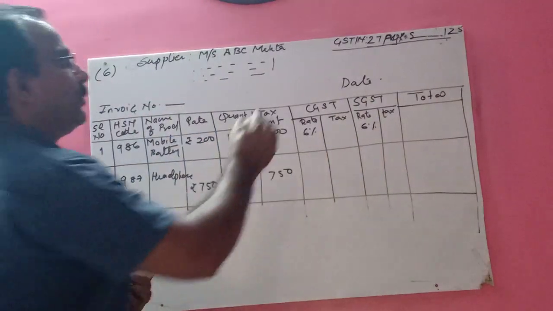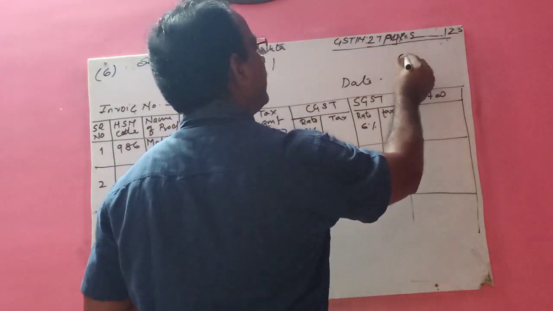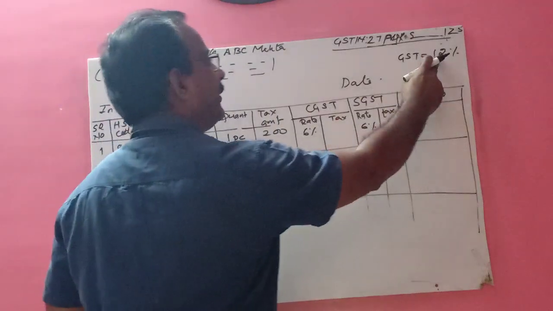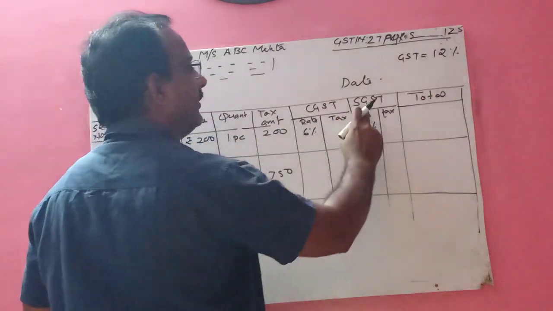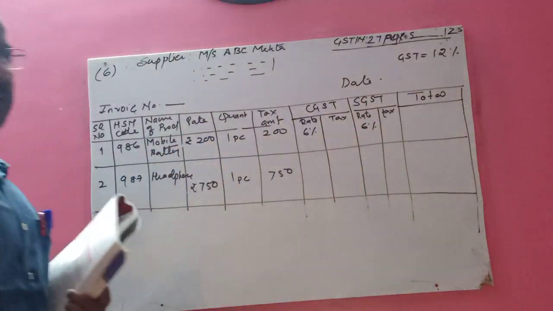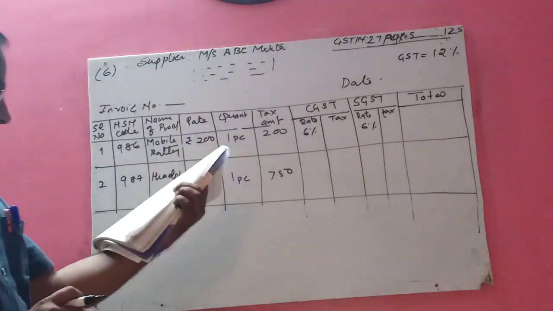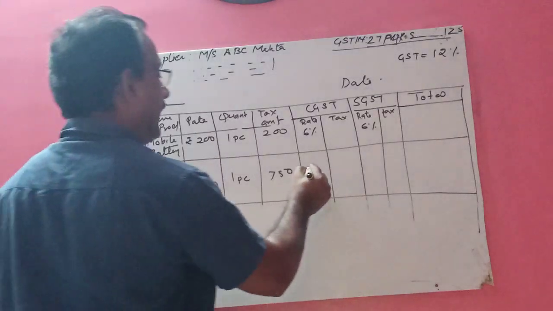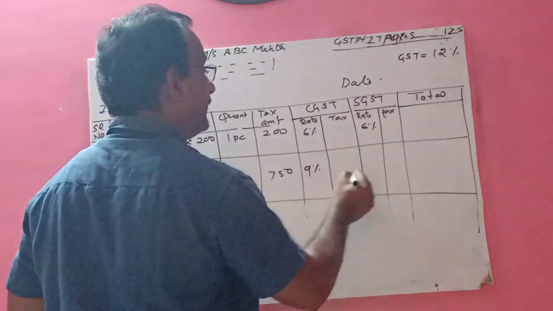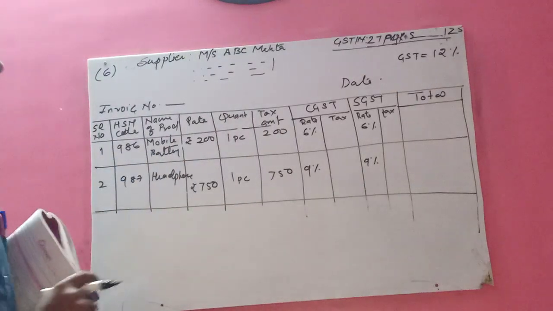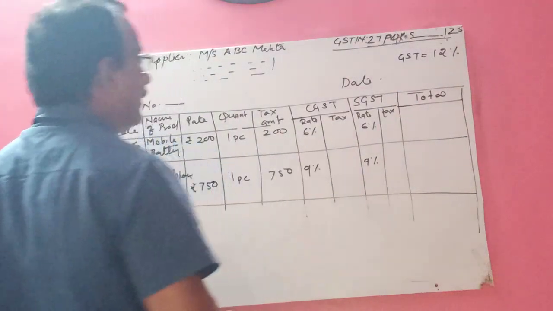Got it, children? See, 12% GST is given. GST rate is given 12%. So this is half of this, so it is 6%. Even SGST is also half of that, so 6%. After that, similarly here you write down this one also, 18% is given, so 9%. 9% and 9%. Clear?